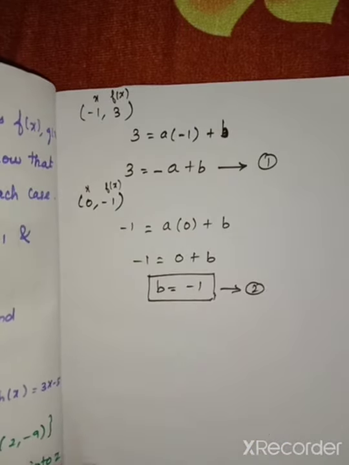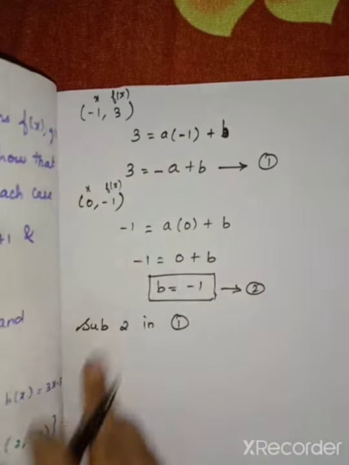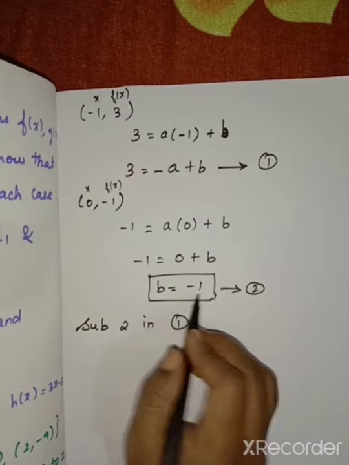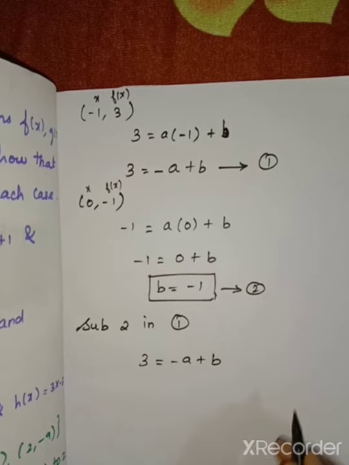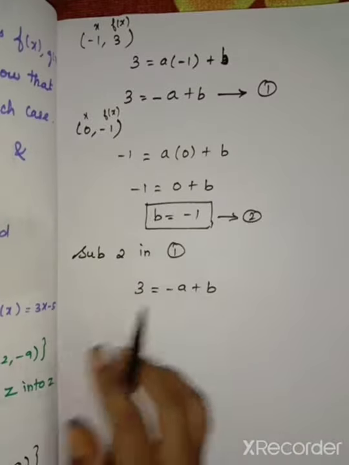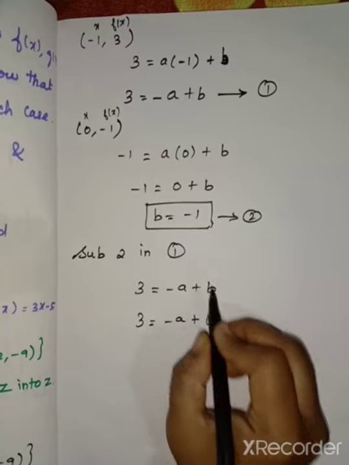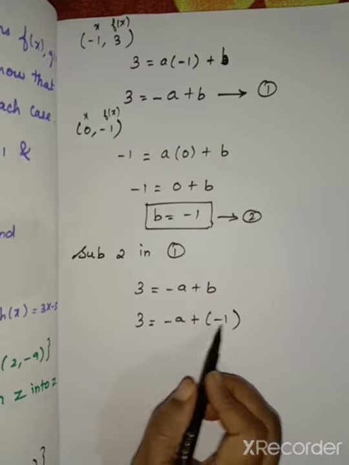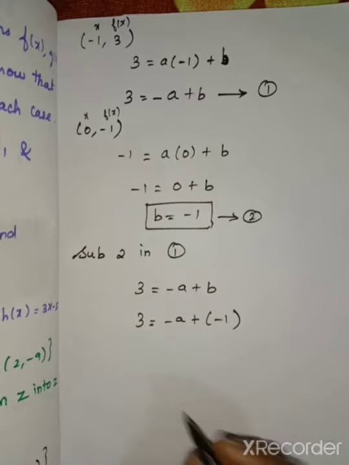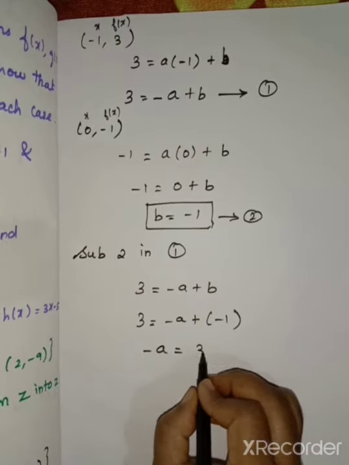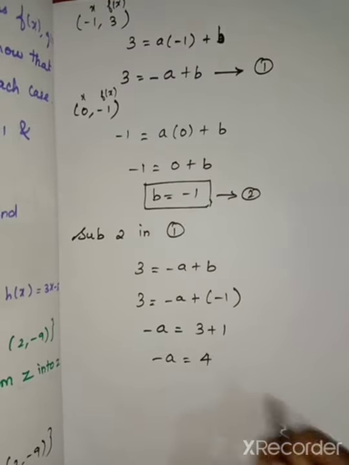Now we substitute the second equation in the first equation. In place of b we substitute minus 1. The first equation is 3 equal to minus a plus b, so 3 equal to minus a plus minus 1. Taking the constant to this side, minus 1 becomes plus 1. So minus a equal to 3 plus 1. 3 plus 1 is 4, so minus a equal to 4.